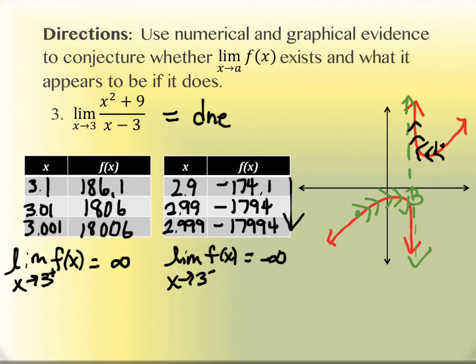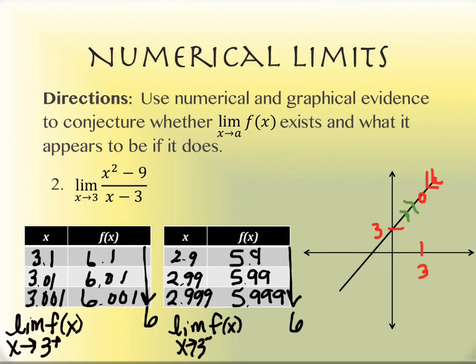Are we all good with that? So on the first one, what would your answer be on number 2? Oh, I'm sorry, we didn't write it in there, did we? This one was 6. Okay. Yes, the limit was 6 on problem number 2.